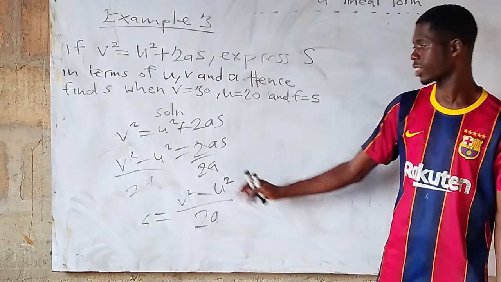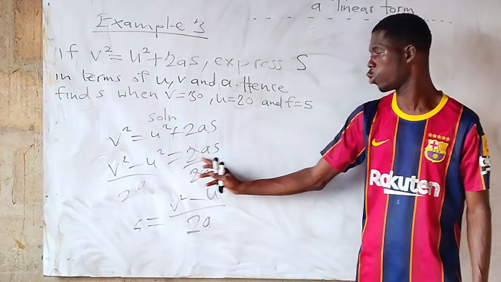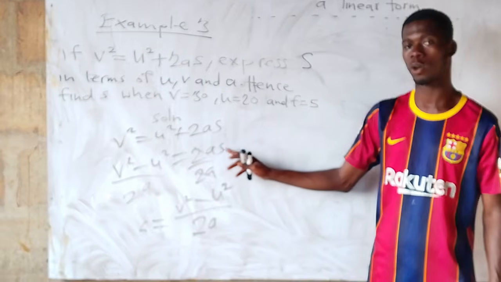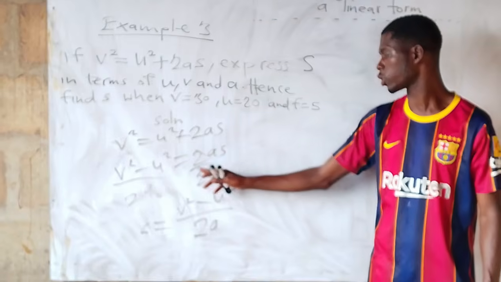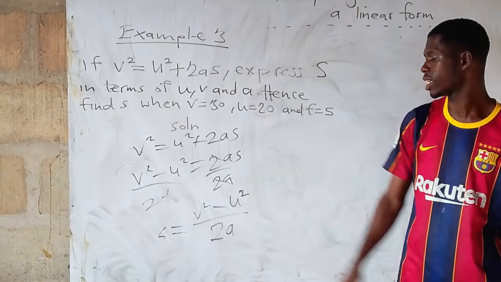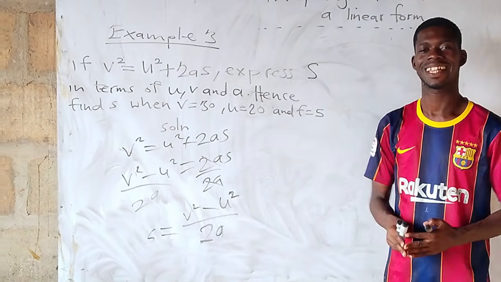So first we send this one here. So v squared minus what? U squared, right? Equal to 2as, because this one is standing where it was. Then divide both sides by the coefficient of the s, which is what? 2a. So therefore s is equal to v squared minus u squared over 2a. That's the right answer.